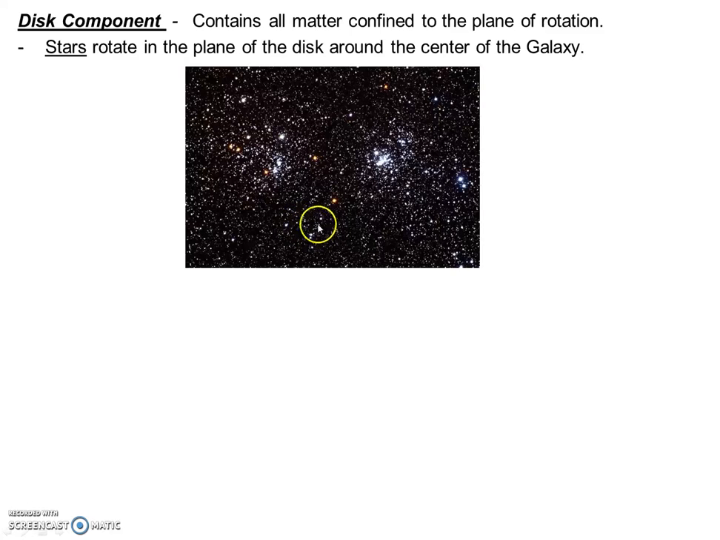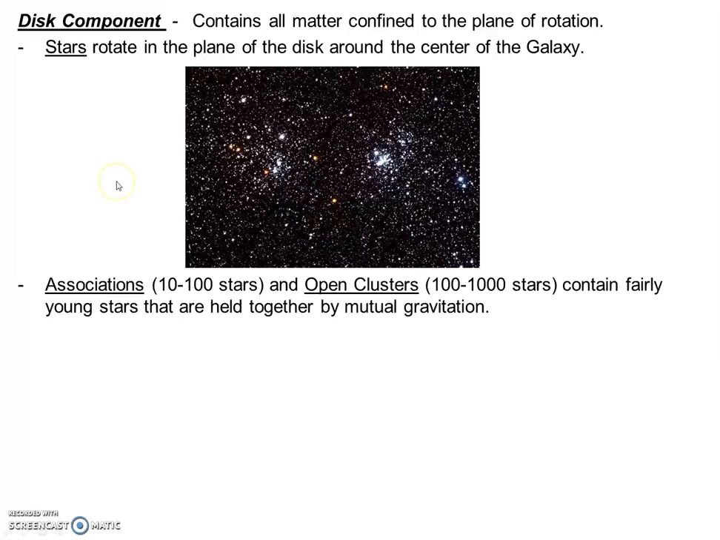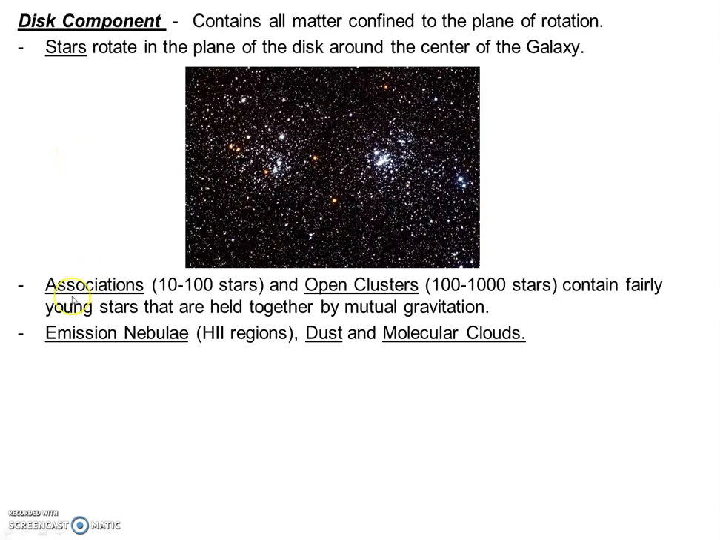There are, of course, stars. This is one of my favorite star clusters in the night sky. It's called the double cluster in the constellation of Perseus. On a nice dark night, you can actually see it with the naked eye without binoculars or anything like that. It is two very rich open clusters. An association would be a smaller version of one of these clusters. They're between 10 and 100 stars that all form together, as well as open clusters. All these stars here are probably siblings of each other that formed at the same time out of the same molecular cloud. You also have emission nebula.